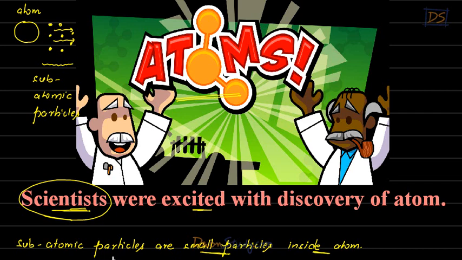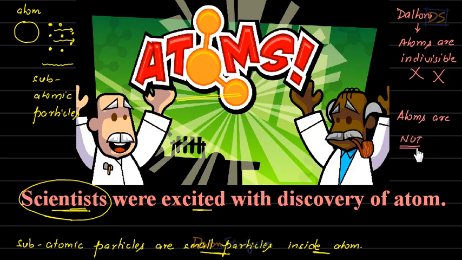Now this was an important point. Why, students? Because let us recall what Dalton told. Dalton had told that atoms are indivisible. Right, students? We saw this in previous chapters, that Dalton told that atoms are indivisible. He said that atoms are the smallest possible particles. They cannot be divided further into smaller particles. Now this thing was proved wrong. Why? Because now we came to know that inside atoms there are small subatomic particles. So now it was established that atoms are not indivisible.